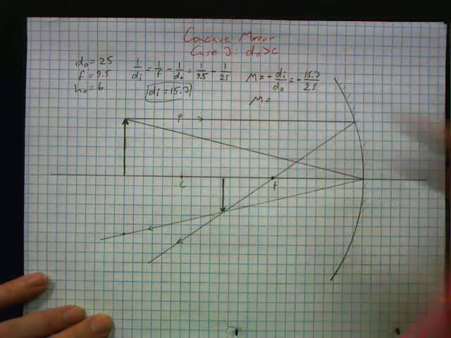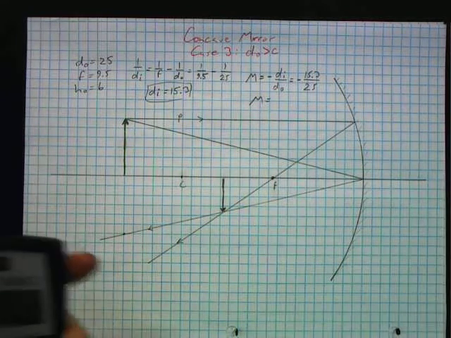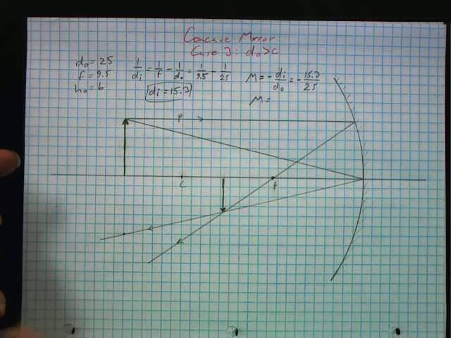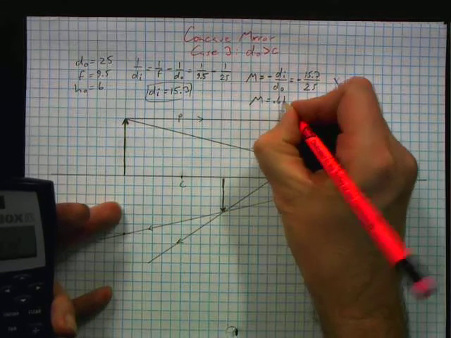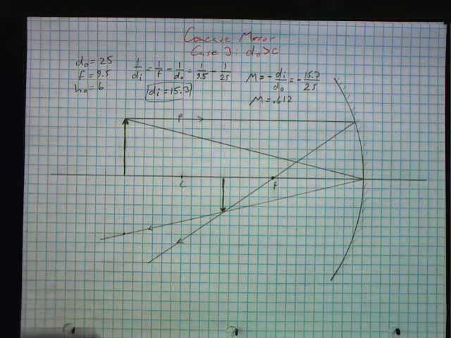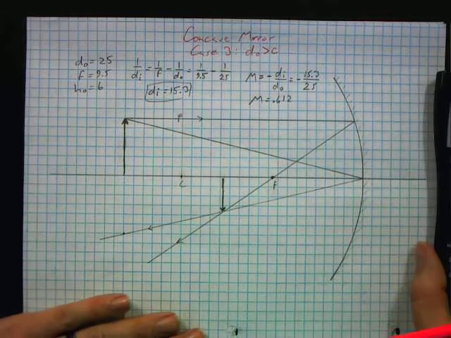M is therefore equal to a negative 15.3 divided by 25, a negative 0.612. That's not my final answer, so I'm being a little heavy with the sig figs.